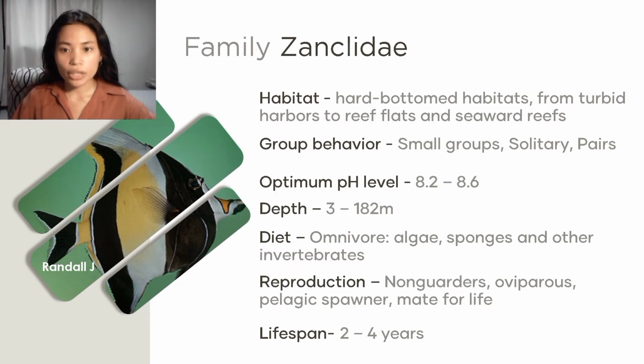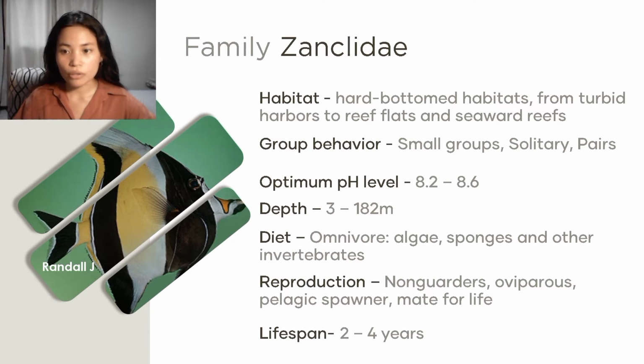The Moorish idol prefers hard-bottomed habitats from turbid harbors to reef flats and seaweed reefs in pH levels of 8.2 to 8.6 and a depth of 3 meters to 182 meters. They are often seen alone, also in pairs and occasionally in small groups or schools, especially as juveniles. They are diurnal fishes found sticking at the bottom of the reef at night, adopting a drab coloration.